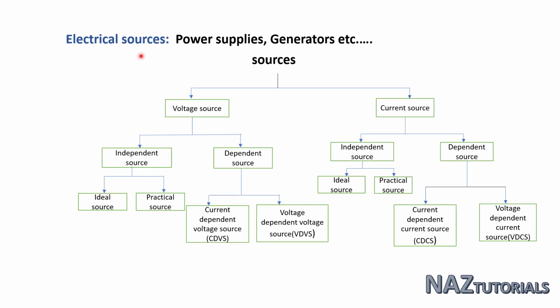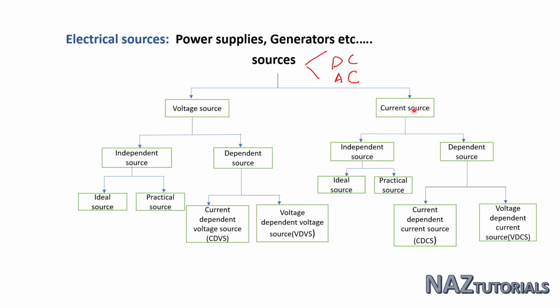Electrical sources supply energy into the circuit, which gives current and power into the circuit. Their basic examples are power supplies and generators. If you see the electrical sources, there are two categories: one is DC source and the other is AC source. DC sources are known as direct current sources and AC sources are known as alternating current sources.